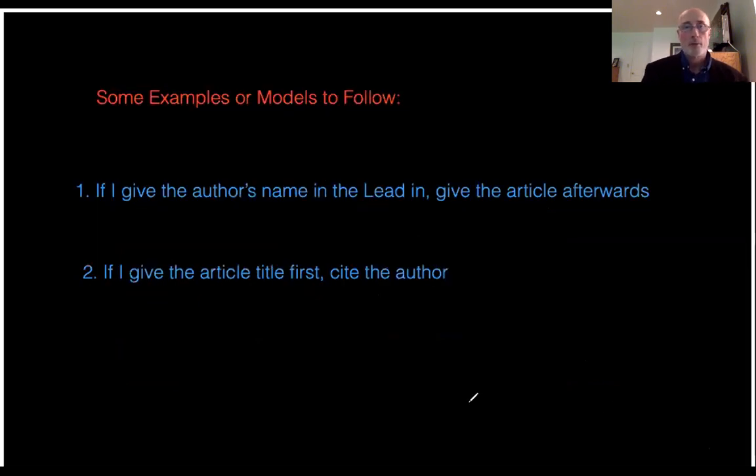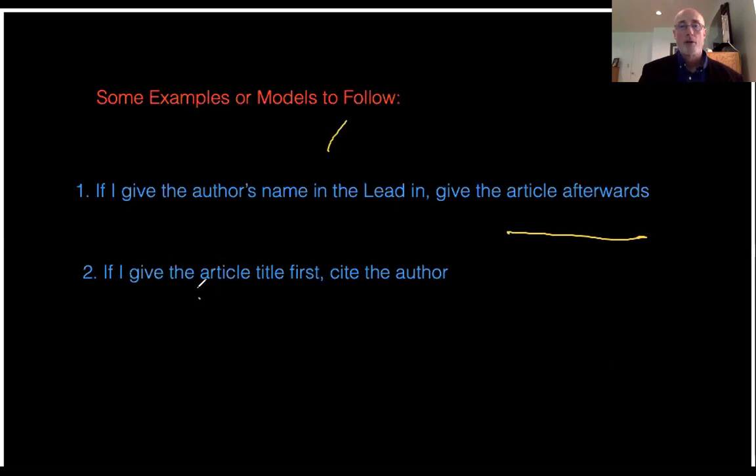So I want to show you a couple of examples here. Number one, if I give the author's name in the lead-in, then give the article afterwards. That's kind of a nice technique to follow. It's kind of vice versa. If I say, the author, Jeremy Rifkin says, or Jeremy Rifkin early in his article mentions that, and then you quoted him, then since I gave the author in the lead-in, in the citation, I should give the article title. Cite the article title in quotation marks within parentheses, capitalized, okay?